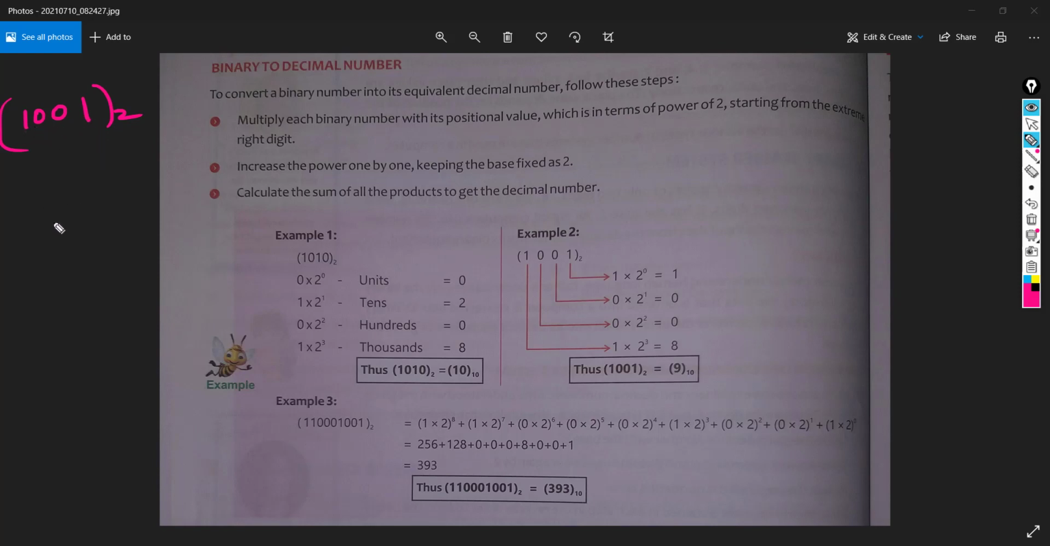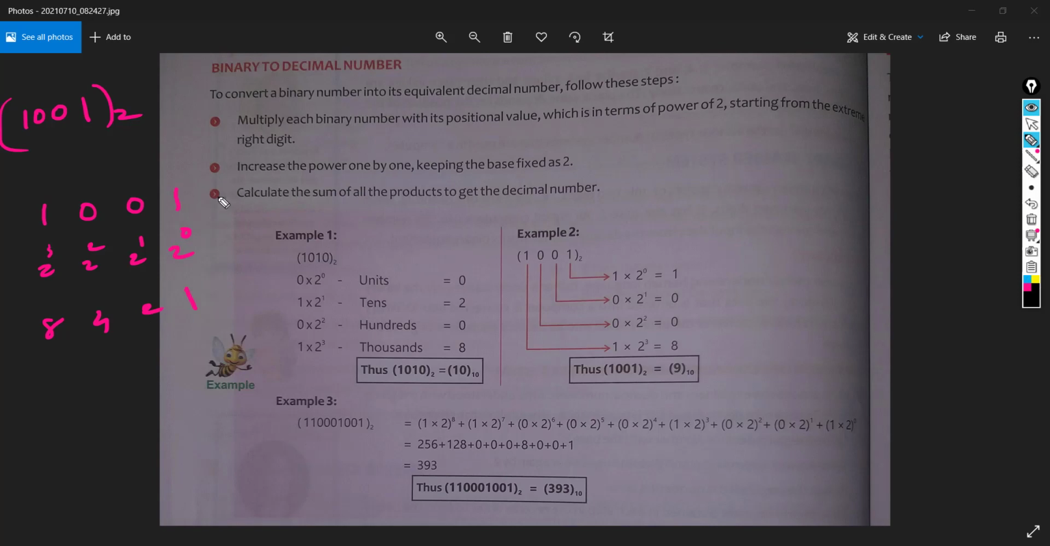As I said earlier, for 1001 the positional values are 2 raised to 0, 2 raised to 1, 2 raised to 2, 2 raised to 3. What are the results? 2 raised to 0 is 1, 2 raised to 1 is 2, 2 raised to 2 is 4, 2 raised to 3 is 8. So this is its positional value. But how can we convert this, the same way as we have done?